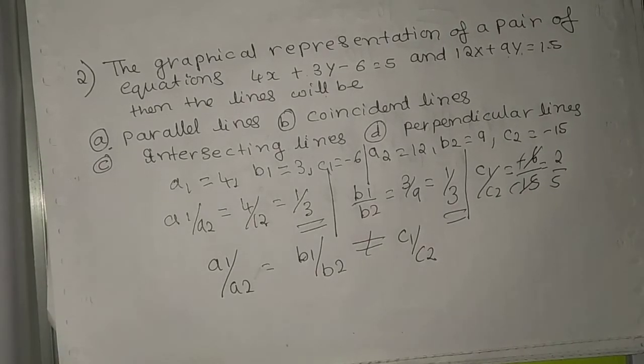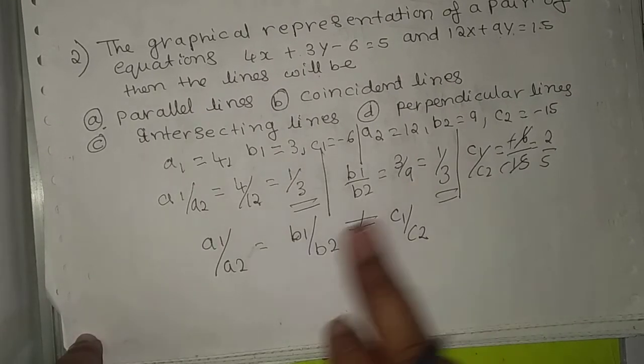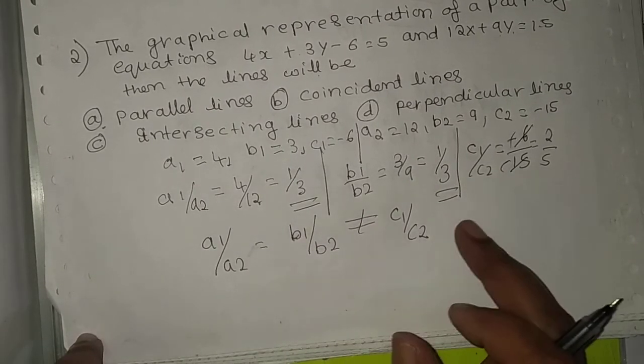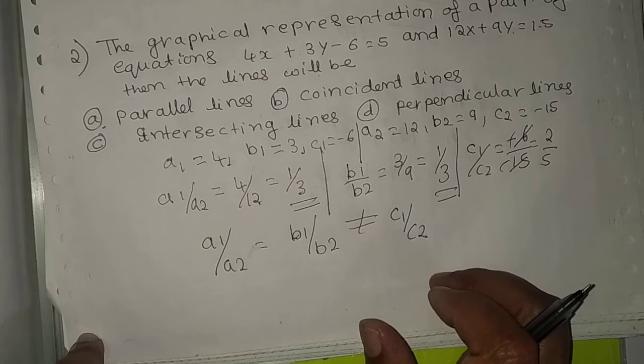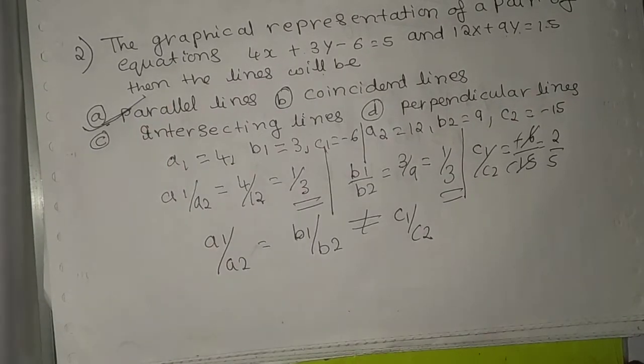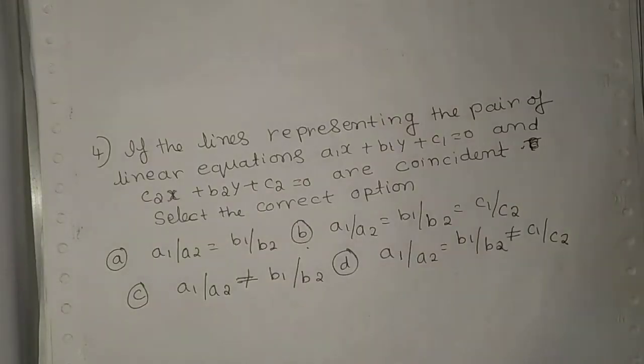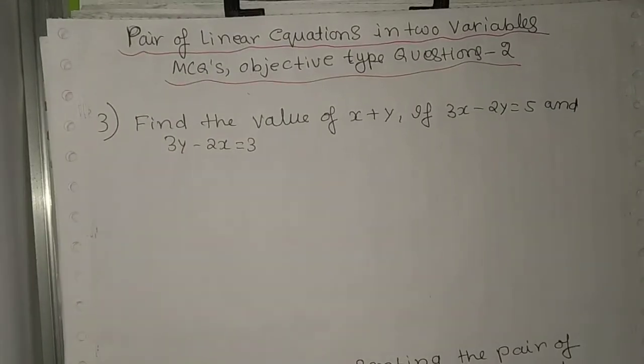So for this condition, when a1 by a2 is equal to b1 by b2, which is not equal to c1 by c2, the condition will be parallel lines. So option A is the correct answer. Next we move on to the third problem. All these are objective types, MCQs, fill in the blanks, everything I'll solve in this section.